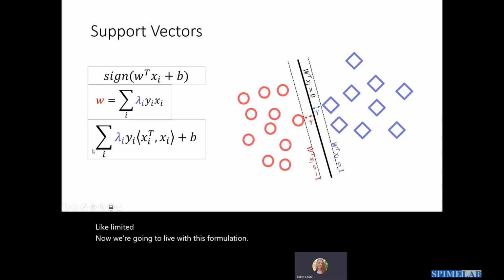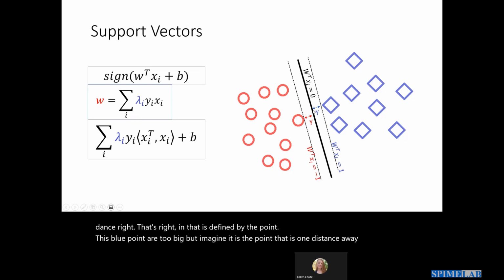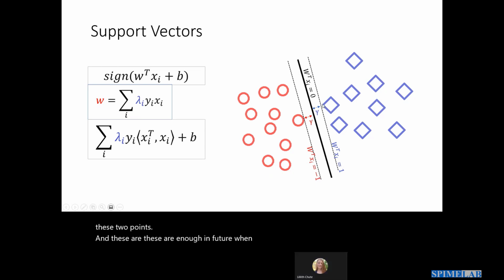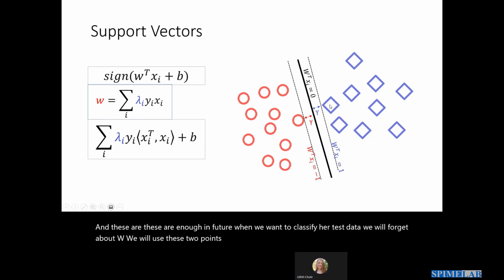Right. So the X transpose, that dot, the support vector part of it, is what gives us the dashed lines, the buffer. That's right, and that is defined by the points. This blue point, imagine it is the point that is one distance away from the line, to the right side in this red. So instead of having W transpose X, we will live with these 2 points. And these are enough in future when we want to classify test data. We will forget about W. We will use these 2 points to classify because they are support vectors.